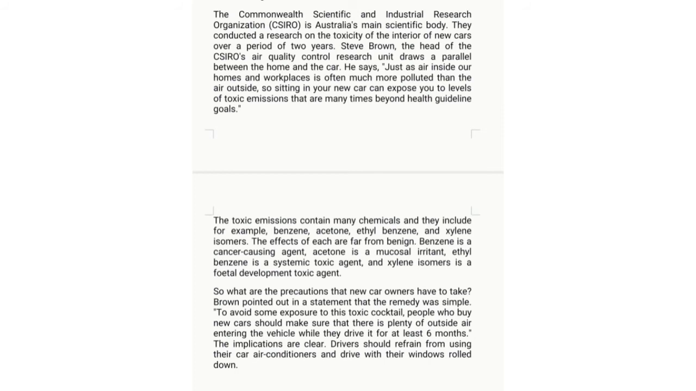Then another passage is also given here. It is about the Commonwealth Scientific and Industrial Research. It's all about pollution. No, sorry, it's not about pollution. It's about the toxicity of new cars. So first of all, you have to go through the whole passage.